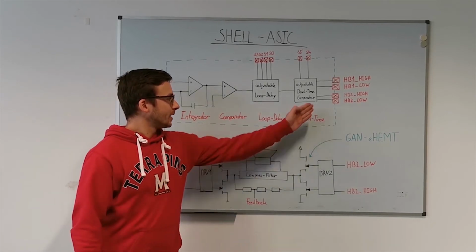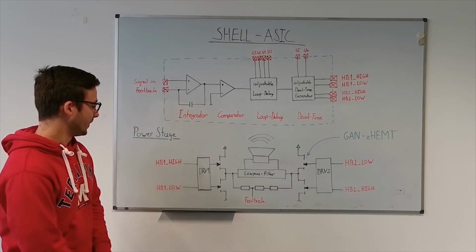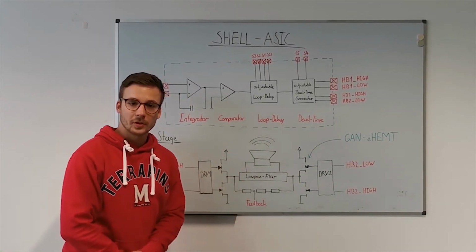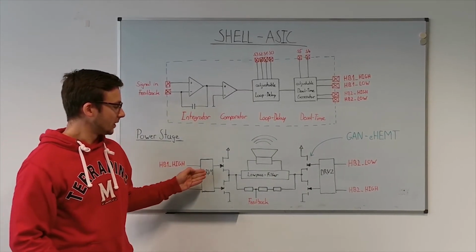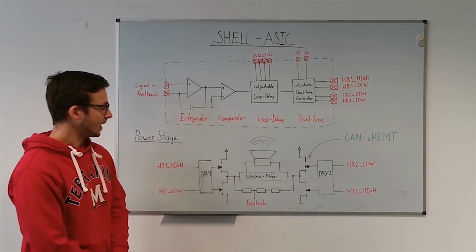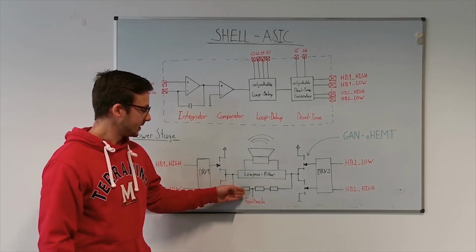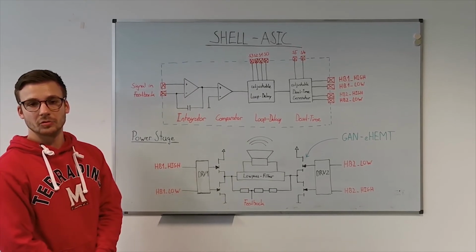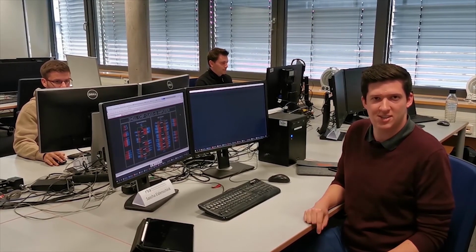At the end of the dead time, there are 4 signals which are then fed into the power stage. 2 gate drivers control 2 GaN half bridges, which then amplify the modulated signal, which is then applied to a loudspeaker. The signal is first filtered by a low-pass filter. The amplified signal is fed back via a feedback structure to the integrated signal processing to be able to correct errors.